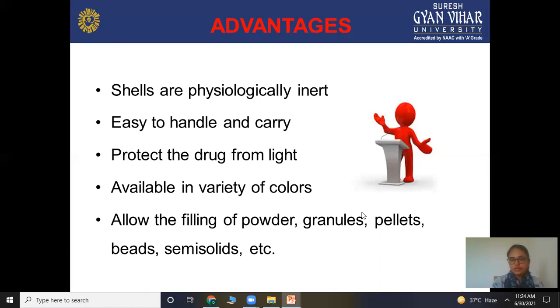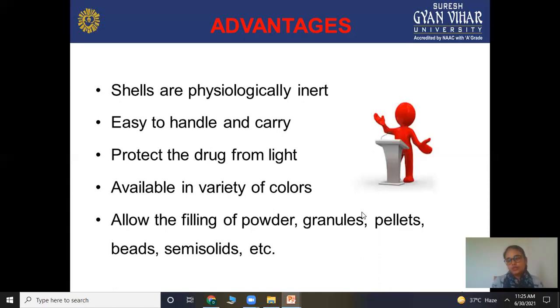So it protects from light and is available in a variety of colors. According to the shell color or according to requirement, you can put this capsule in a different color or apply a different color. So a large number of colors is available for this capsule. Next is allows the filling of powder, granules, pellets, beads, semi-solid.